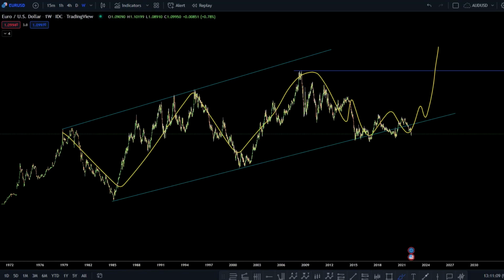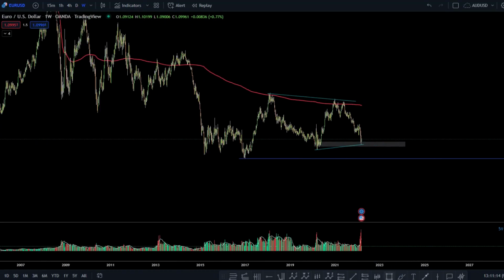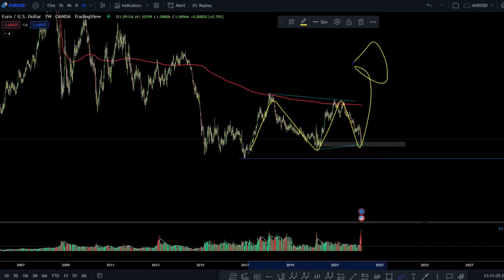Okay, then let's take a closer look at the structure. What is actually happening? Well, there's a possible pattern here. Impulse, 3-wave flat, and maybe a move up. Then I need more context.